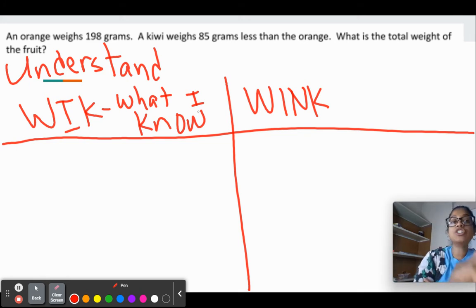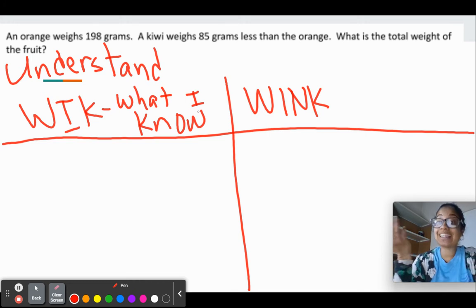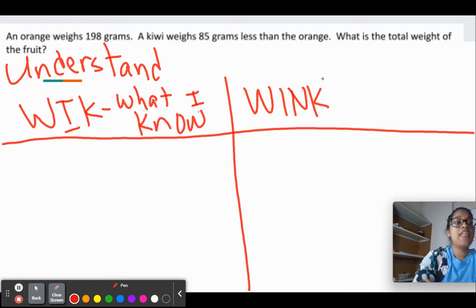So it says an orange weighs 198 grams. A kiwi weighs 85 grams less than the orange. What is the total weight of the fruit? So I know that an orange weighs 198 grams.